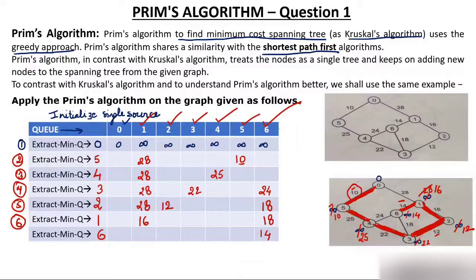The weight is 10. Let me change the color of my pen to black. So this is 10 plus 25 is 35 plus 22 is 57 and 12 is 69, and 6 is 75 and 10 is 85 and 4 is 89 and 10 is 99. So MST weight is 99, and this is the final shape.